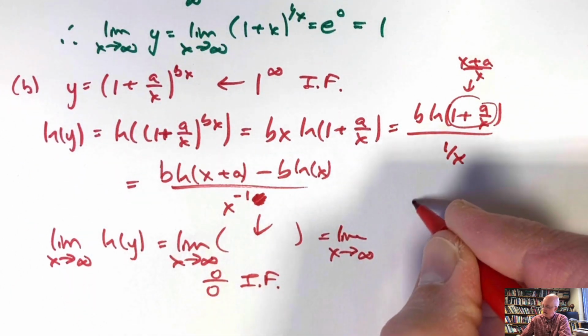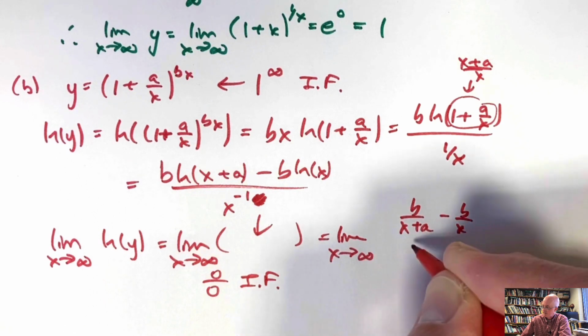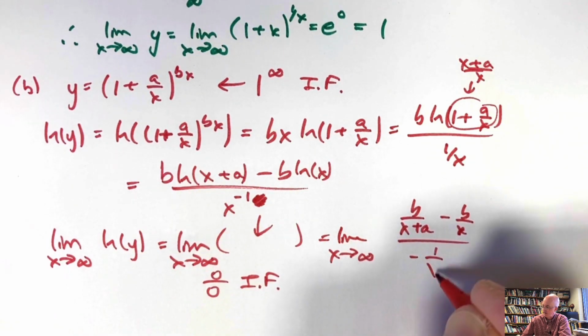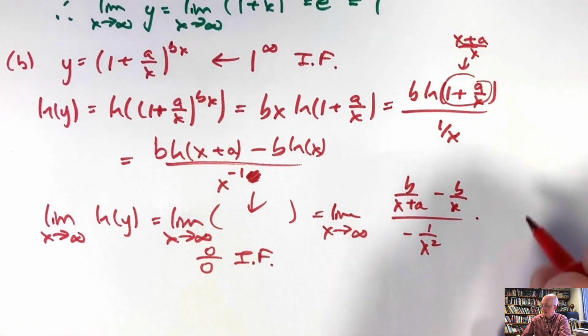Take the derivative of the top, get b over x plus a minus b over x. Take the derivative of the bottom, get negative 1 x to the negative 2. I'll write that as negative 1 over x squared. Should I apply L'Hopital's rule again? Doesn't sound like a good idea. It doesn't look like a good idea.